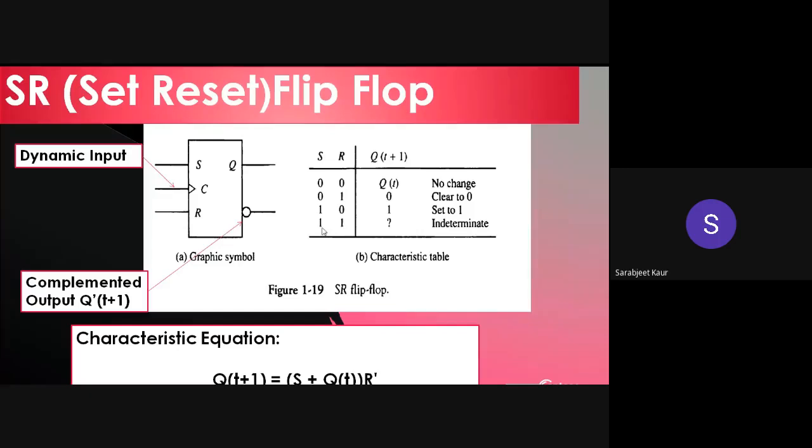Now please look at the final input combination, that is S is equal to 1, R is equal to 1. This input combination actually poses a problem for the SR flip-flop and is therefore often quoted as one of the disadvantages of this flip-flop, in the sense that whenever we give this input to this flip-flop, the flip-flop behaves in an indeterminable manner. In other words, if I give it 1-1, then I will not know what this flip-flop will do for sure. What kind of output it will produce we don't know. Is this clear? So that is why this state is known as the indeterminate state and is generally forbidden.